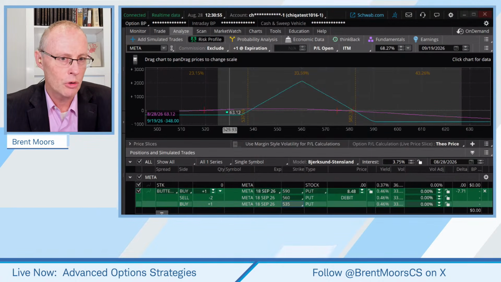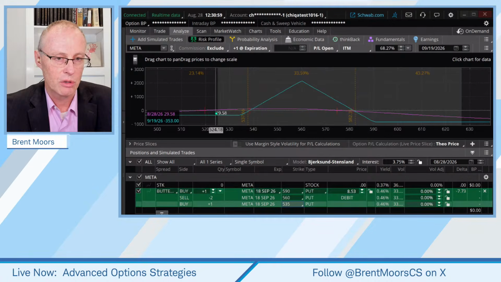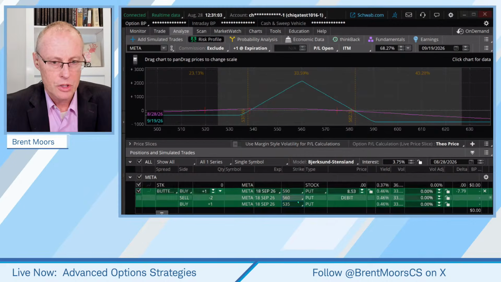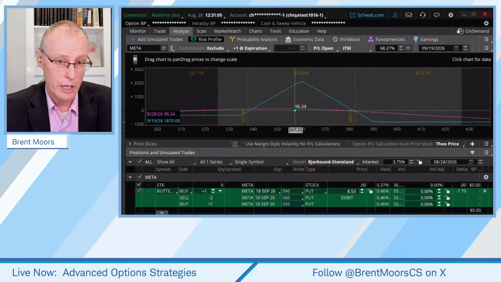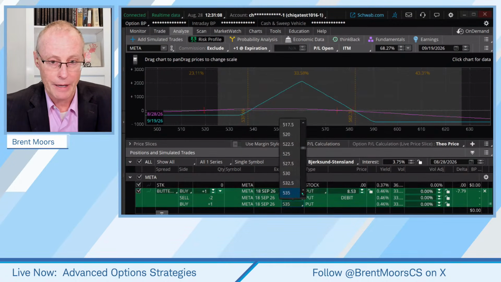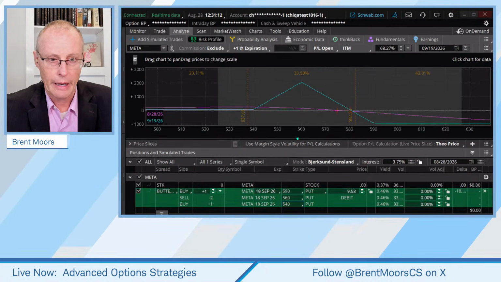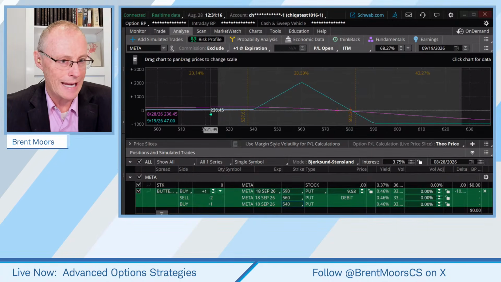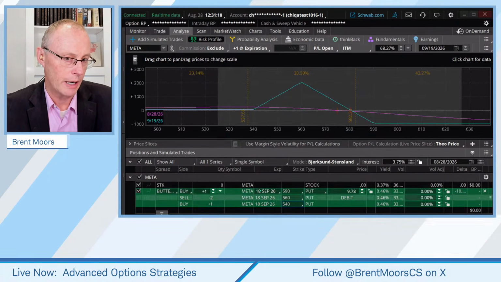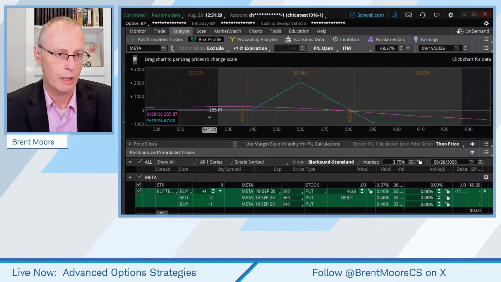We skew that a little bit with 535. We still lose if it goes down a lot. So that's not what I want. This is why you play with it. You can make it 540. And now, well, we're not really making much if it goes way down. But again, this is a short-term trade, September 18th expiration. We're going to be out a week before.